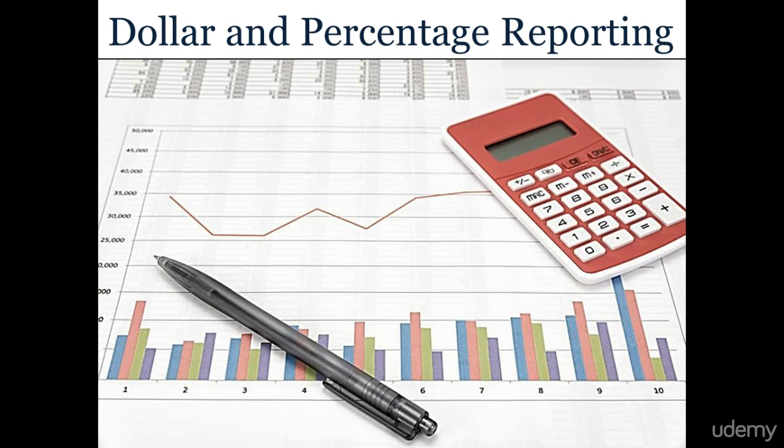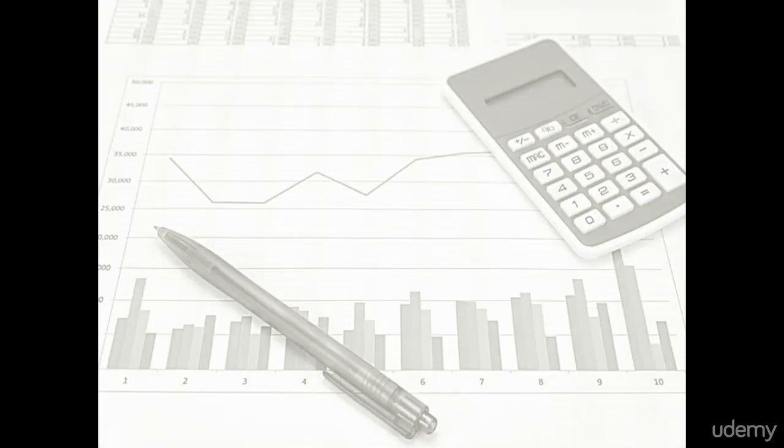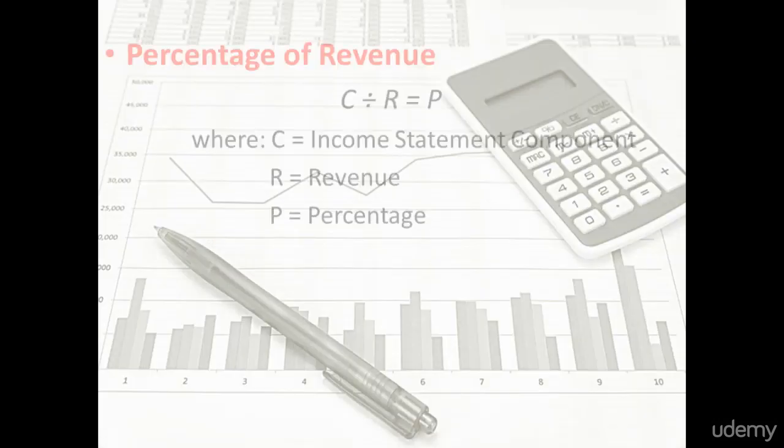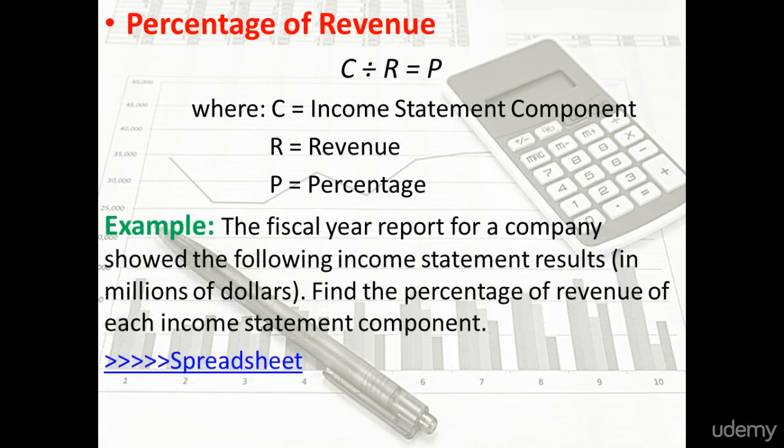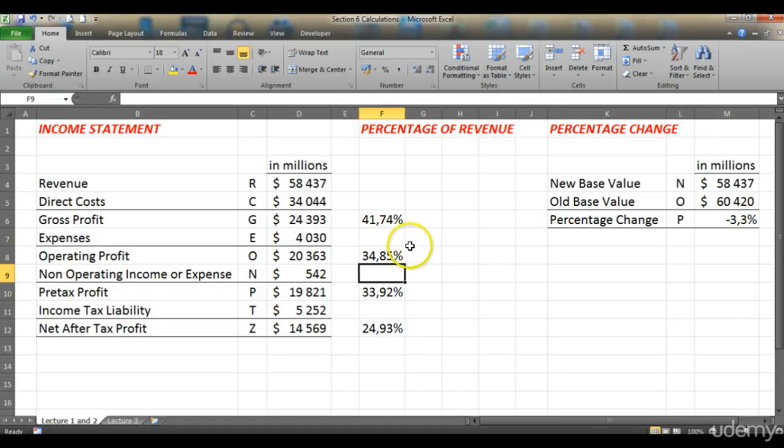and the top-line revenue. The formula for reducing each component to a percentage form is like this: income statement component divided by the revenue. And here is an example. The fiscal year report for a company showed the following income statement results. Find the percentage of revenue of each income statement component. Let's see this example on a spreadsheet.